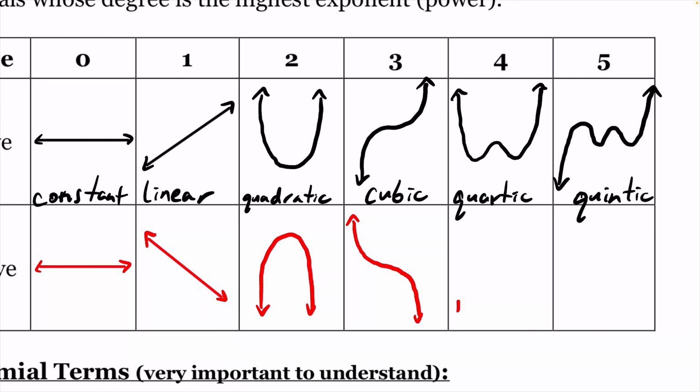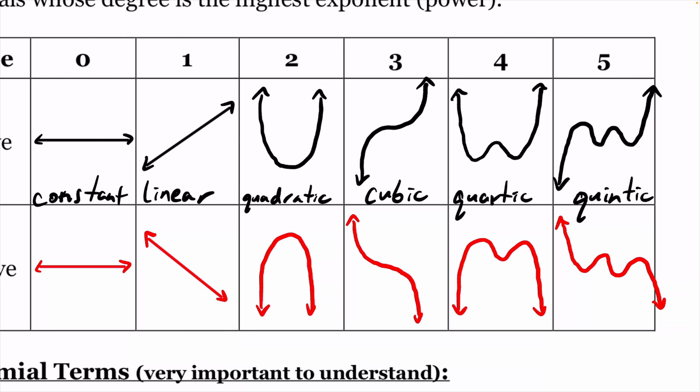Quartic. And quintic. 1, 2, 3. That's what they all look like. So what's different about them? What's different about their pair? They look flipped, right? They look flipped, reflected, right?